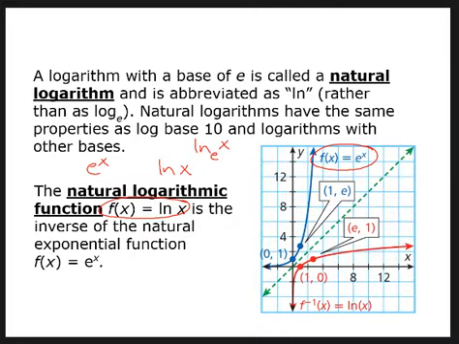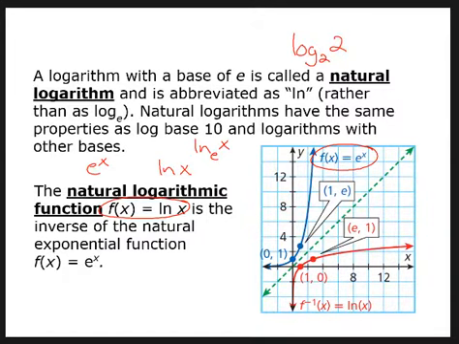So when you're doing this, like before when we tried to get logs to cancel each other out, like we said, if log base 2 of 2, if you had the same base as the number you're taking the log of, essentially you just got 1.